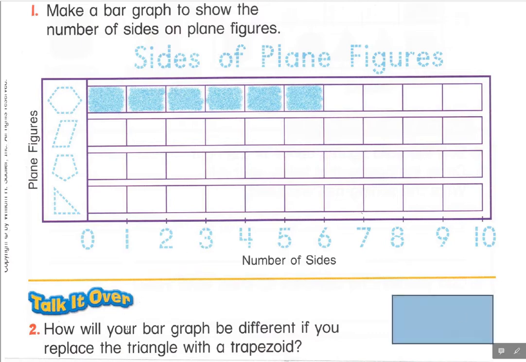4 sides. So it says, how will your bar graph be different if you replace the triangle with the trapezoid? So you're going to be replacing a figure with 3 sides and giving it a figure with 4 sides. This is a rectangle, not a trapezoid. So just something to think about. If 1, 2, 3 sides, so 1, 2, 3 for the triangle. If this had 4 sides, how would this bar graph be different? So something for you to think about, something for you to talk about. So go ahead and get started and create your bar graph for sides of plane figures.